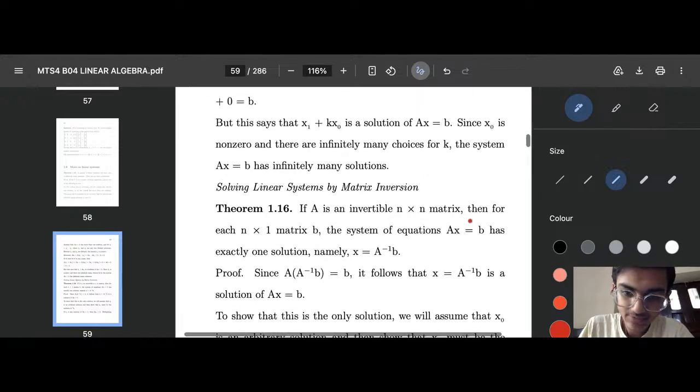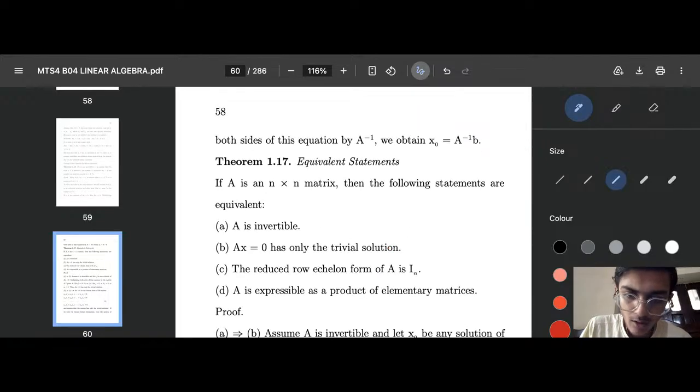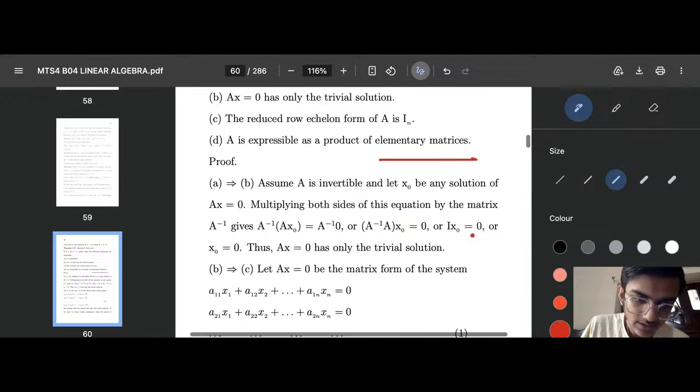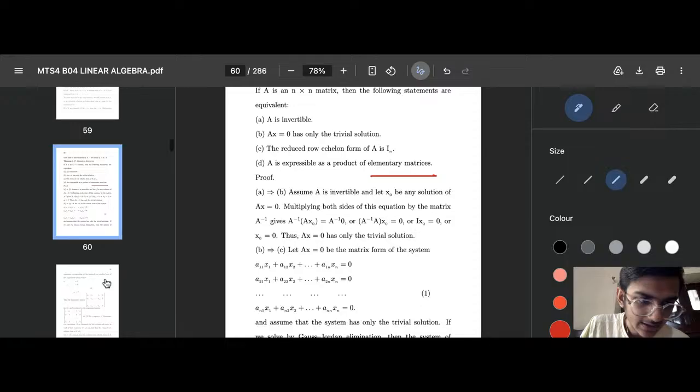Again, if A is an invertible n cross n matrix, then for each n cross 1 matrix B, the system Ax equal to B has exactly one solution, meaning x is equal to A inverse B. This is an equivalent statement: if A is n cross n, the following statements are equivalent. A is invertible, Ax equal to 0 has only the trivial solution, the reduced row echelon form is In, and A is expressed as a product of elementary matrices, which we discussed. The proofs are also given, but we will not pay special attention to them.